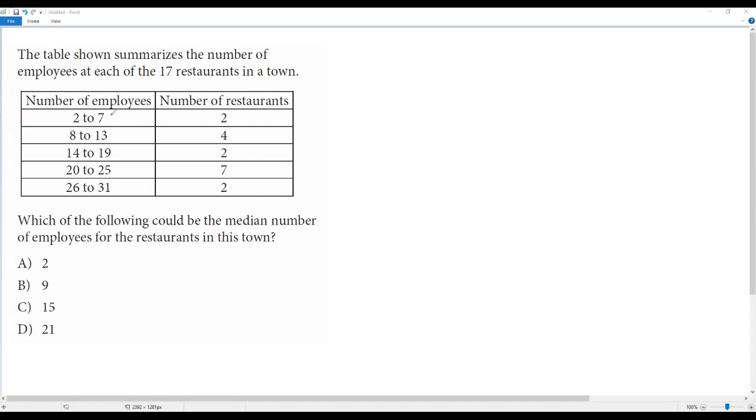Okay, to find the median number of employees for the restaurants in this town, we have to find the middle value of the number of restaurants shown in the second column over here. To find the middle value, we have to get the total of all these numbers. I am getting 17. Now we have to add 1 to this 17 and divide it by 2. Then we get 18 divided by 2, which is equal to 9. So the middle of all these values is 9.